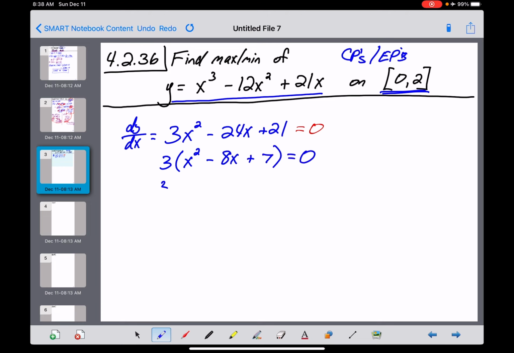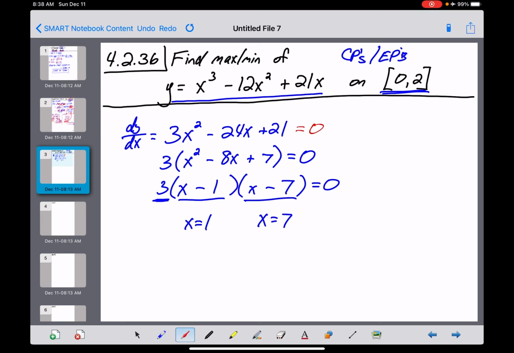I'm pretty sure that one is going to factor by reverse FOIL. That would be an x and an x. Signs would be the same and both negative. Two numbers that multiply to 7 and add up to -8 would be -1 and -7. So that one did factor. There's no root we get from the 3. Here we get x equals 1, and here we get x equals 7.